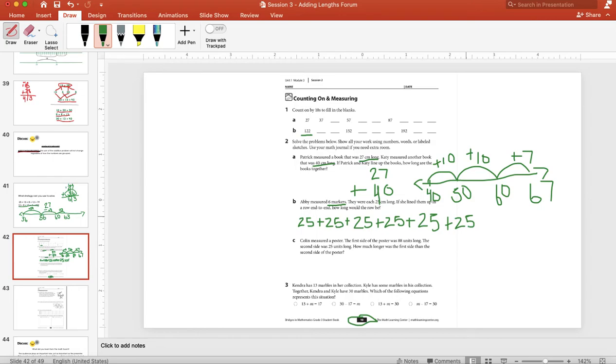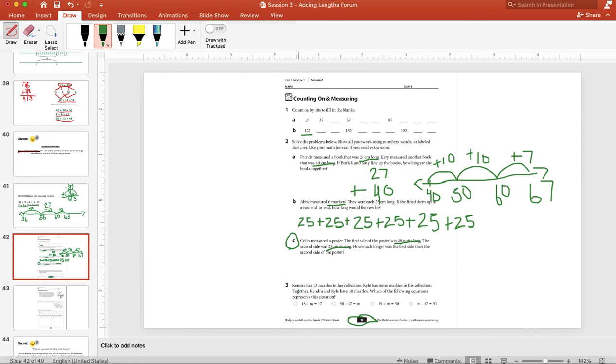Letter C, Colin measured a poster. The first side of the poster was 88 units long. The second side was 25 units long. So how much longer was the first side than the second side? So that means we're comparing, so you're going to want to subtract for letter C. Letter C is a subtraction.